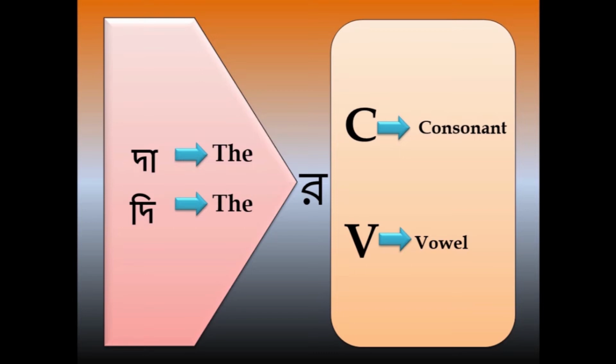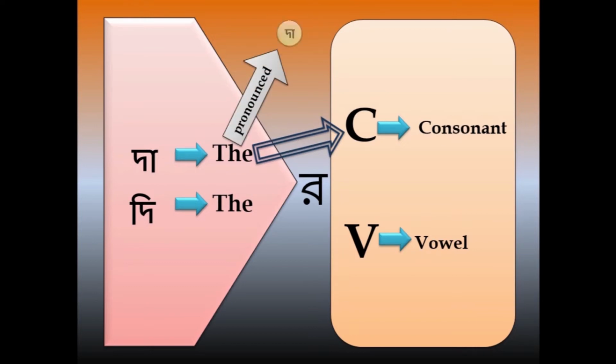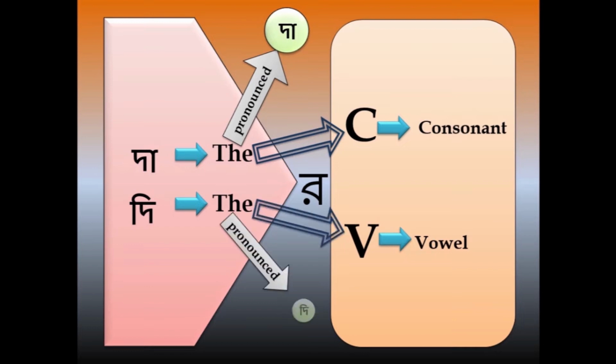So easily you can remember it by using a shortcut method, that means dadir CV. So CV takar dadir. So it will be pronounced da, and the, it will be pronounced the.